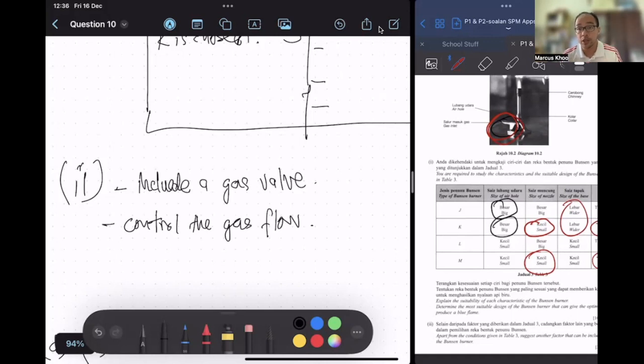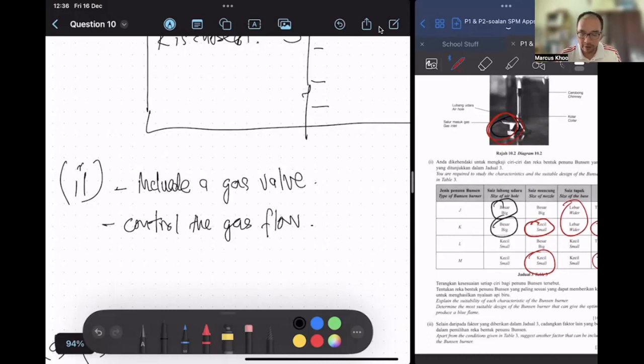So it depends on the situation, which one you want. You want more gas, you want bigger fire, you want smaller fire. So a few things contribute to all this. Not just the air hole, not just the collar, but also the size of the valve, and also the gas valve itself. So this will be how I would answer this.